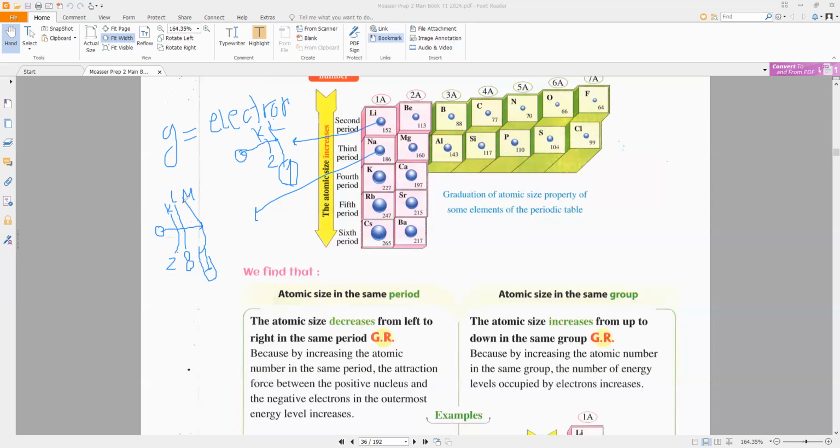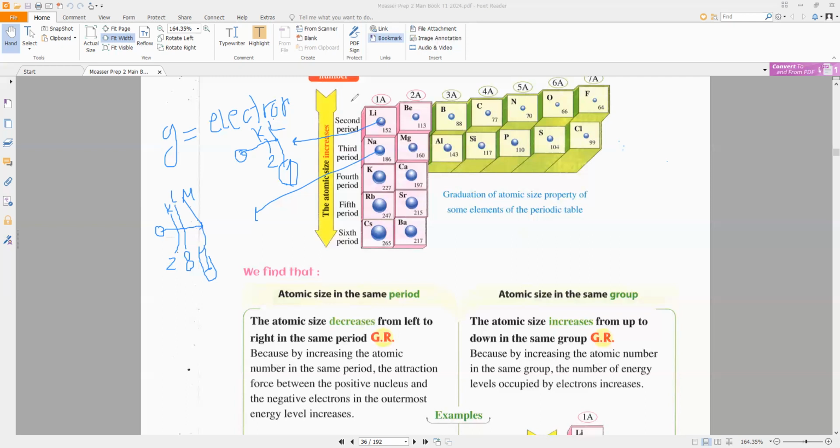Distance increase means the number of energy levels increases. So sodium has 3 energy levels. So the distance between the outermost electron and the nucleus increases. So the force decreases and the size increases. What happened? This is in the same group. So in the same group, the number of energy levels increases as we move down.